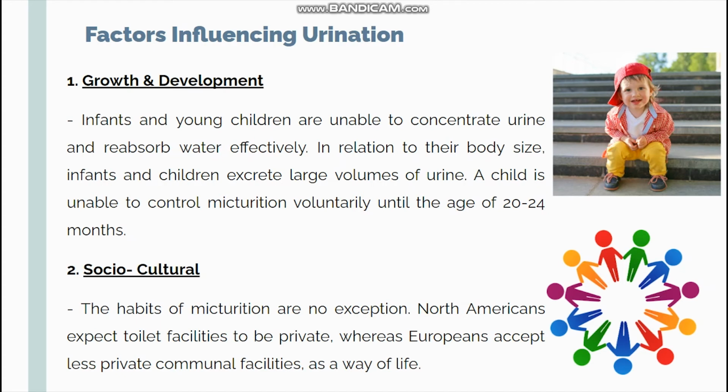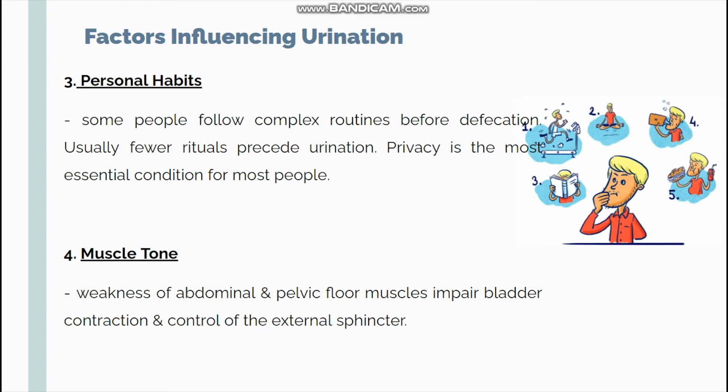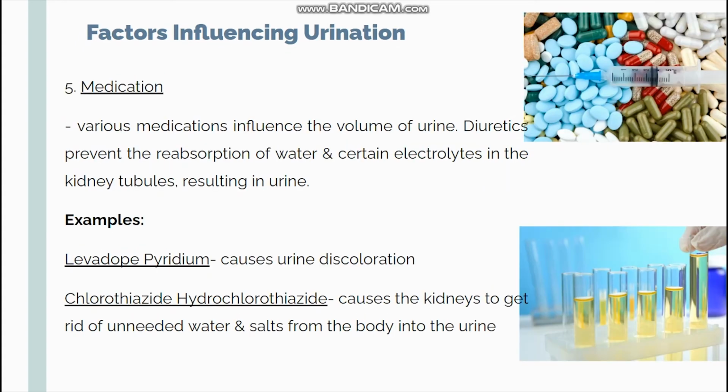Number 2, socio-cultural. The habits of micturition are no exception. North Americans expect toilet facilities to be private, whereas Europeans accept less private communal facilities as a way of life. Personal habits. Some people follow complex routines before defecation. Usually, fewer rituals precede urination. Privacy is the most essential condition for most people. Muscle tone. Weakness of abdominal and pelvic floor muscles impairs bladder contraction and control of the external sphincter.